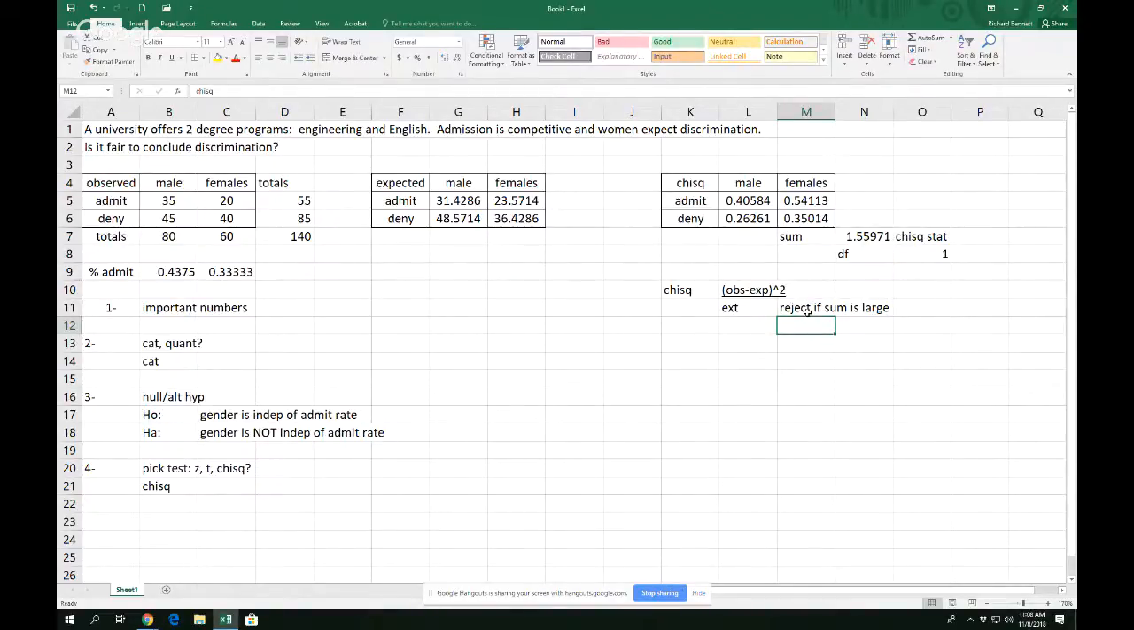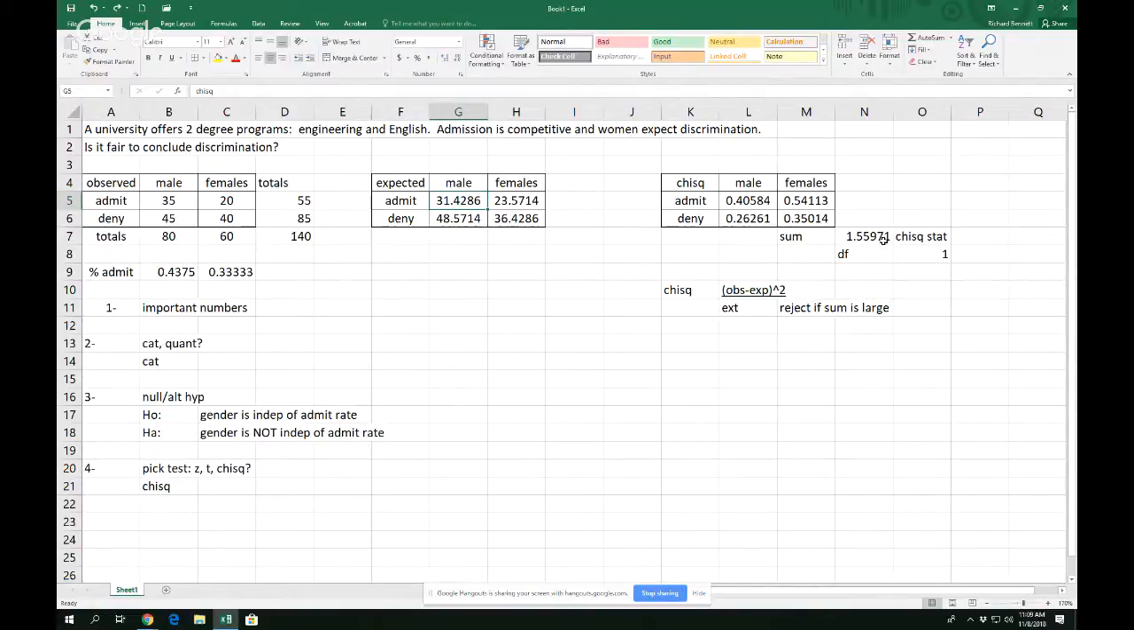So if the expected numbers... I'm going to change this for a second. If I have 35 and I expected 35, that number is going to be very close to 0, right? And if I expected 20 and 40 and 45, I would have a very small sum, right? Does that make sense? I'm going to erase that and go back to the way we were.